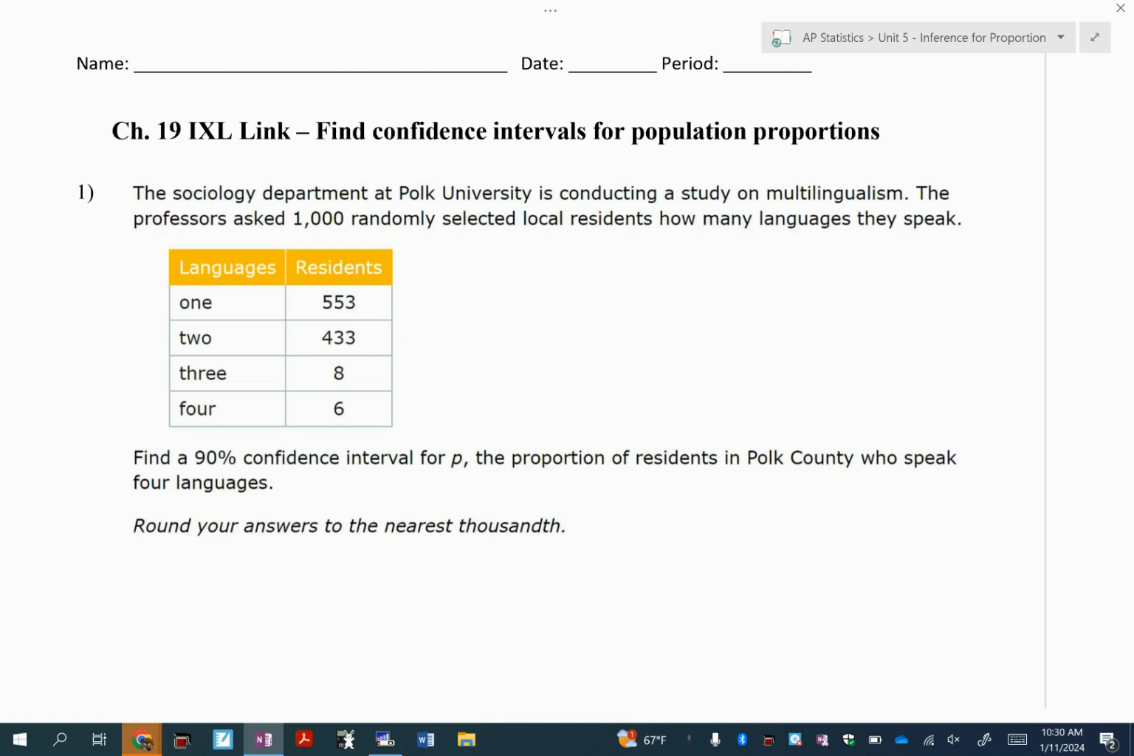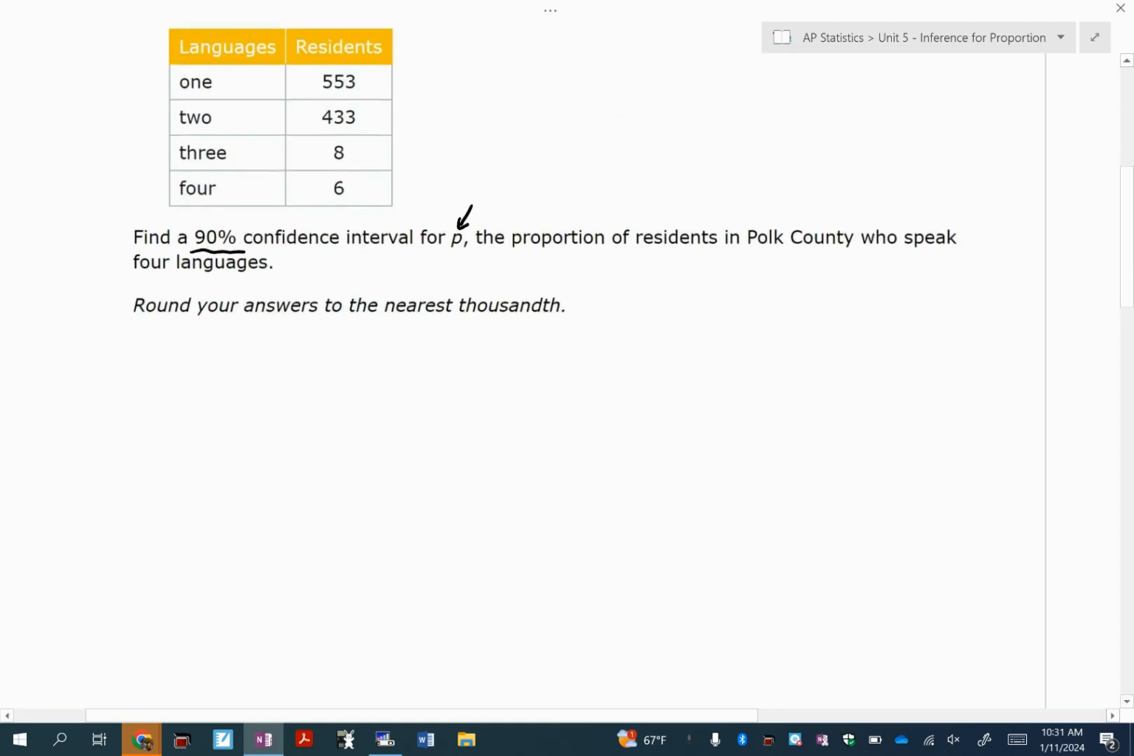Okay, so we're going to be looking at finding a 90% confidence interval for the population proportion. Remember, see this letter P? That letter P is the population proportion, the proportion of all of the residents in Polk County who speak 4 languages. So we're going to first write down the formula we used yesterday, which was p hat plus or minus z star times the standard error of p hat.